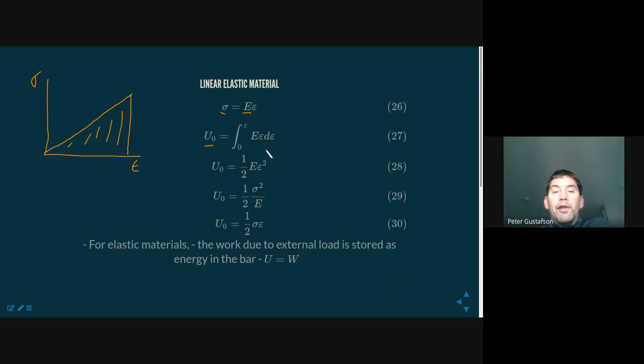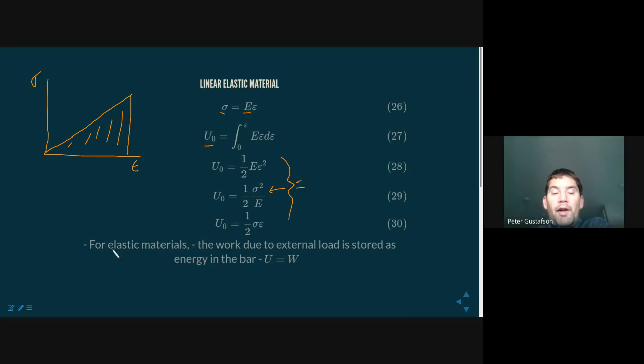We can, if we so choose, do substitutions to express this in some other ways. So an equivalent statement, U0 is 1/2 sigma squared over E, or 1/2 sigma epsilon. These are all equivalent statements of strain energy density, either one of which may be used at a given point, depending on what's most convenient.